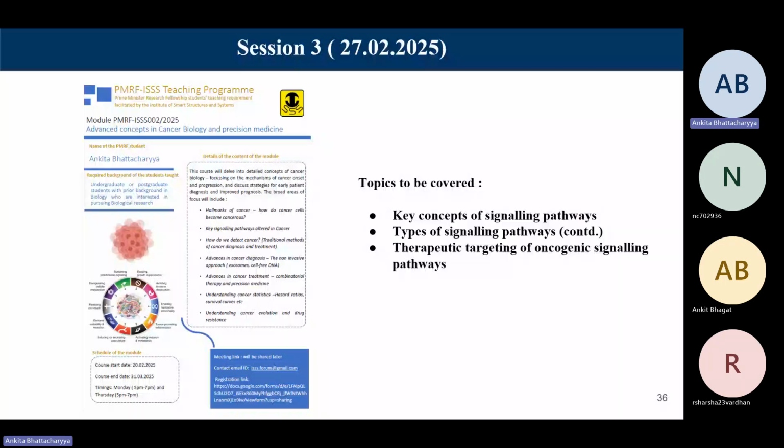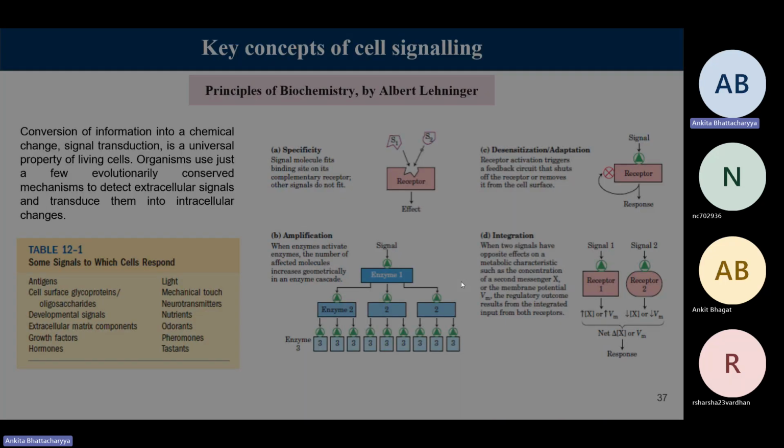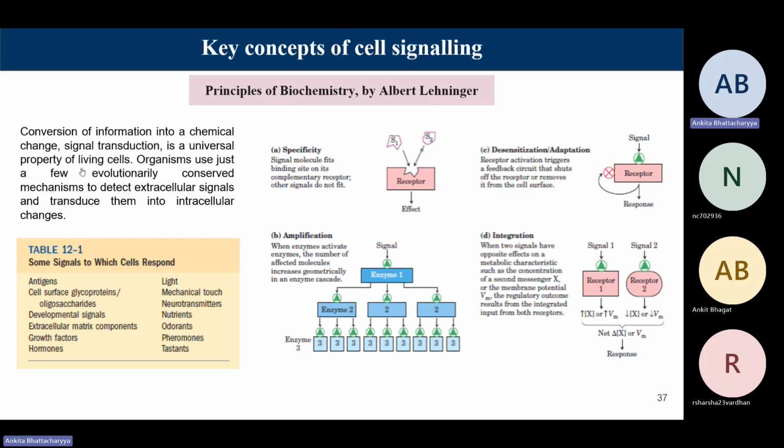In this class, we majorly brushed up the basic topics based on whatever discussions we were having in the live class. We went back a little bit on cell signaling, and instead we took up the key concepts. I had suggested this textbook to everybody, Principles of Biochemistry by Albert Lehninger, and I stand by that. Please go through it if you can.